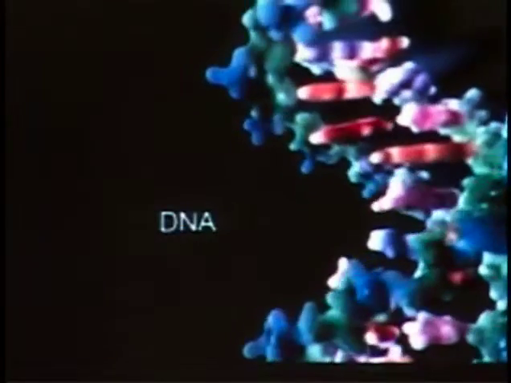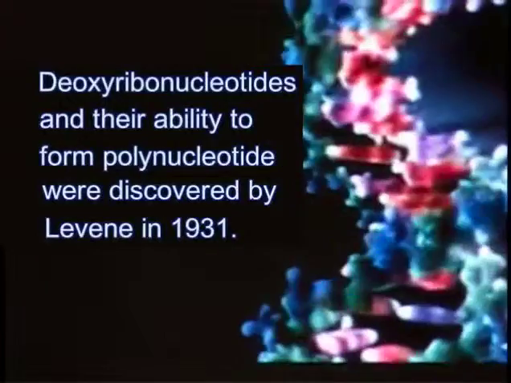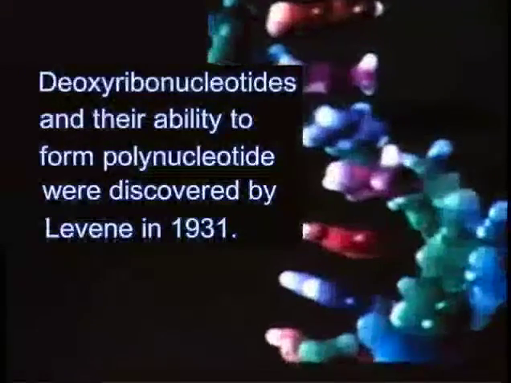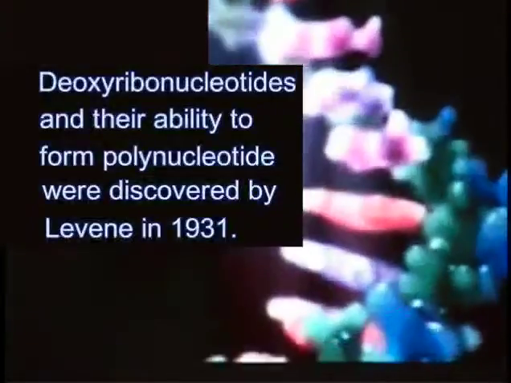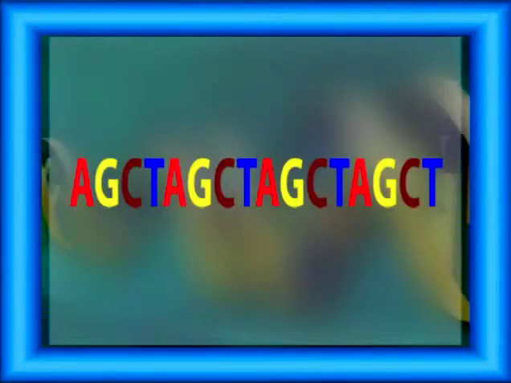Dear students, the deoxyribonucleotides and their ability to form polynucleotides were discovered by Levene in 1931. But Levene postulated that the 4 deoxyribonucleotides occurred in a regularly repeated tetranucleotide sequence, like adenine, guanine, cytosine, thymine. Then again, adenine, guanine, cytosine, thymine, and so on.